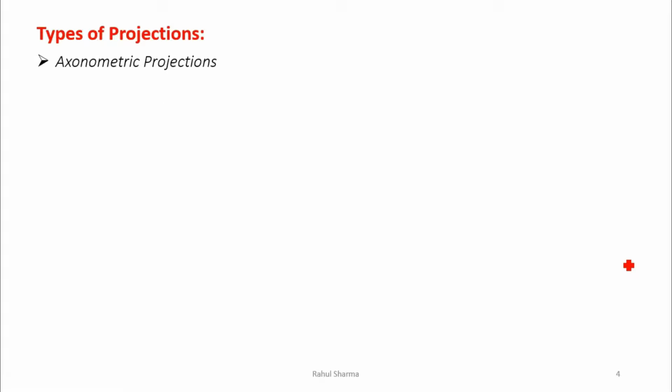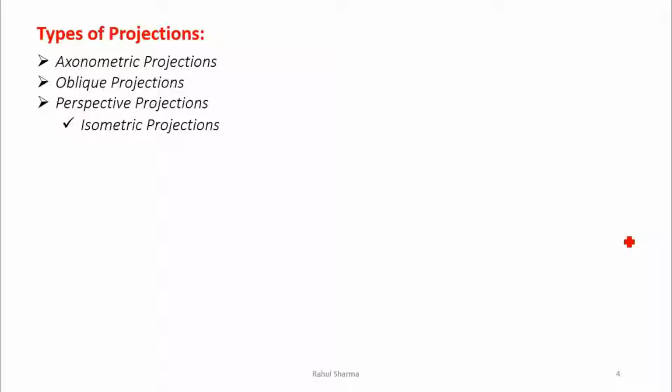Now we will see the types of projection. When we have to design an object, we use various types of projection systems. What are those? First is axonometric projections, then oblique projections and perspective projections. I will not go deeper into these because my topic is isometry only, so I will go to that part only. So isometry comes under the axonometric projections.